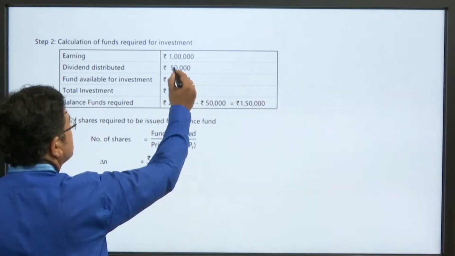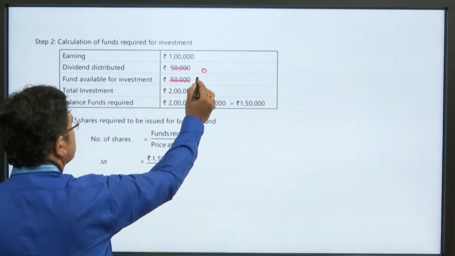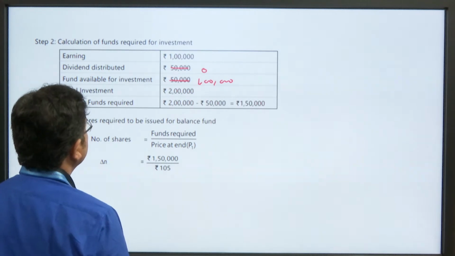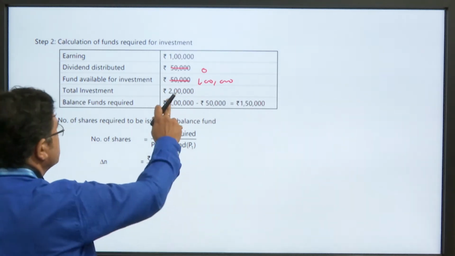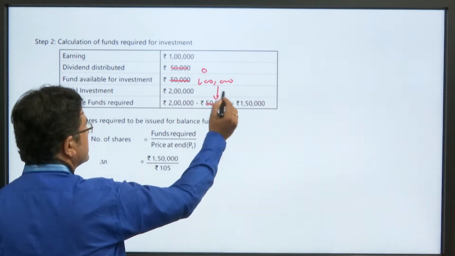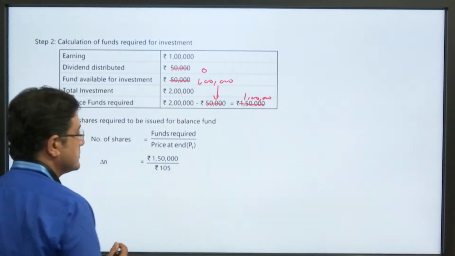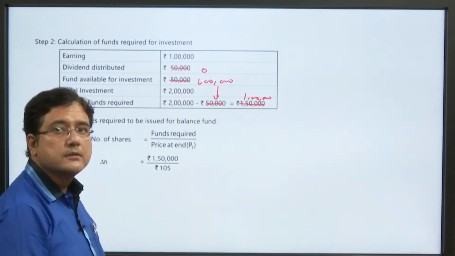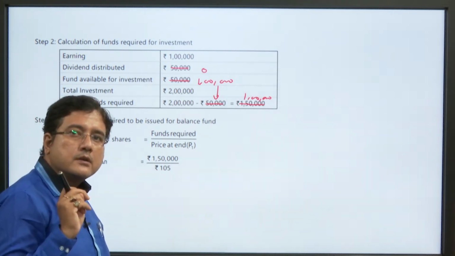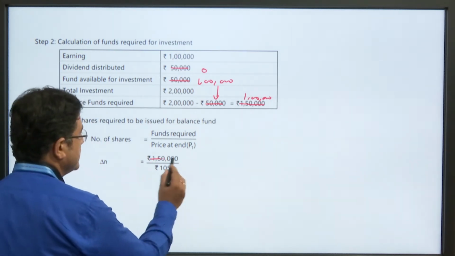Dividend distributed 0, fund available 1 lakh. You require a fund investment of 2 lakhs, and 1 lakh is already available, so you need 1 lakh more, clear. Now, your new price of the share is 110, P1 is 110. So, here it also changes.